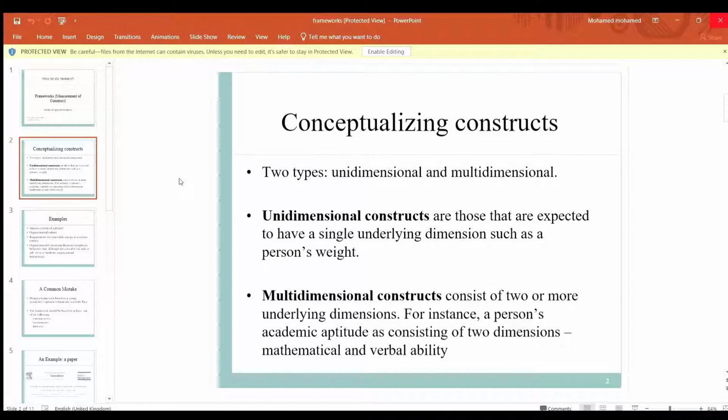However, in most cases, we have multidimensional constructs. That means we have at least two different dimensions to be measured. For example, if you want to measure the skills of a student, there are the mathematical and the verbal abilities. Let us see other examples.